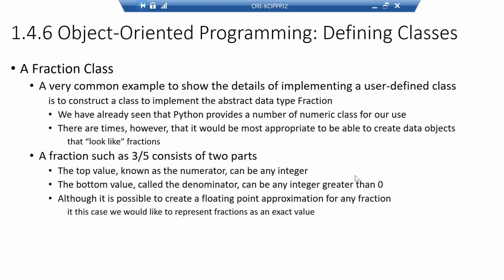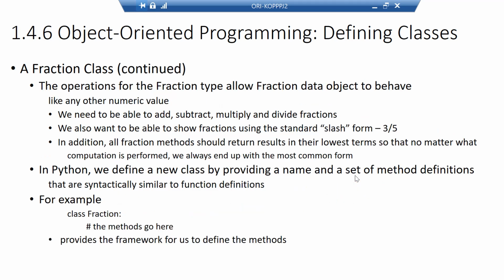The top value, known as the numerator, can be any integer. The bottom value, called the denominator, can be any integer greater than 0. Although it is possible to create a floating point approximation for any fraction, in this case we would like to represent fractions as an exact value. The other thing is that we will only be working with positive fractions, so our numerator and denominator will both always be positive for the examples we'll be using in this chapter.